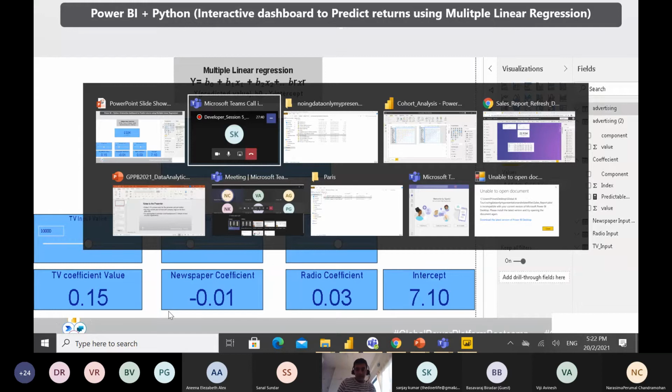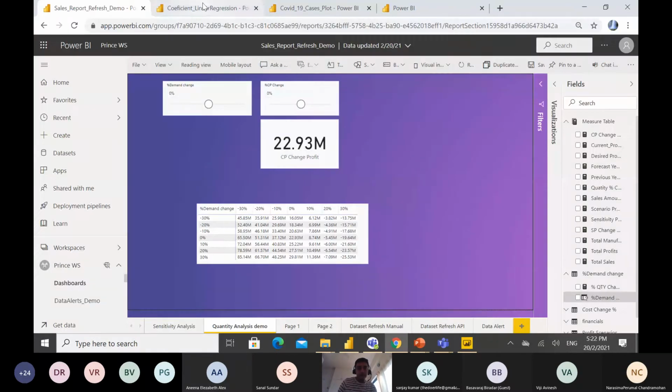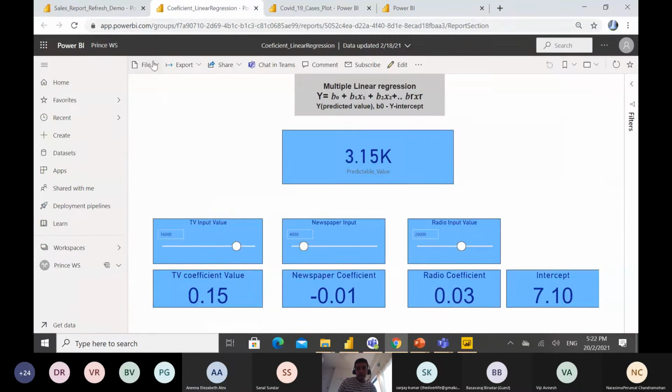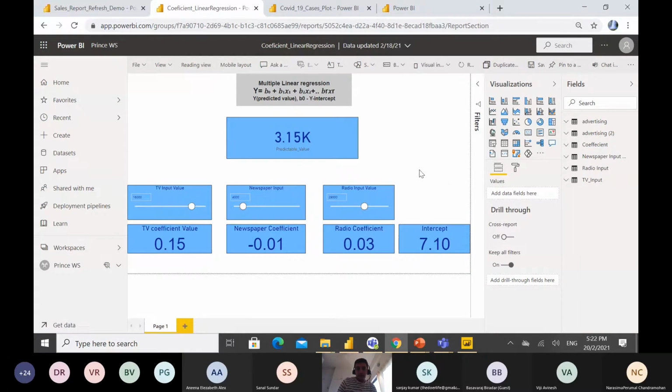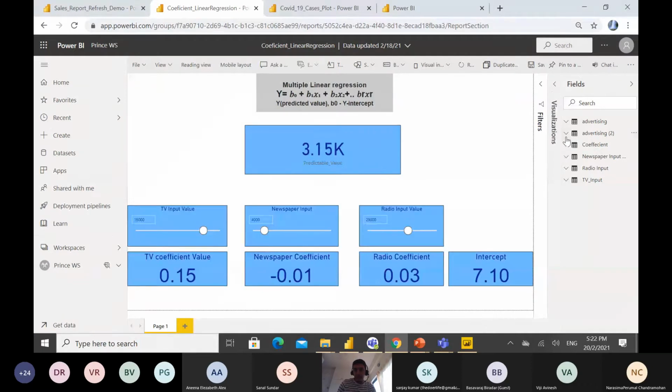I think I have opened that also on Chrome. If you see this, let me go to the edit mode. Okay, a second, let me open a data set to show you. It also does the same part. If you change the newspaper input to understand what the predicted value would be, it decreases.